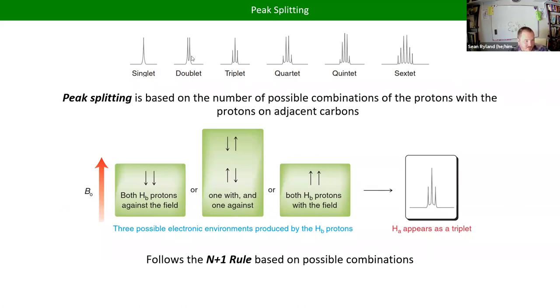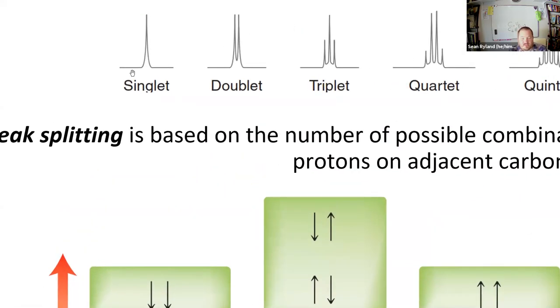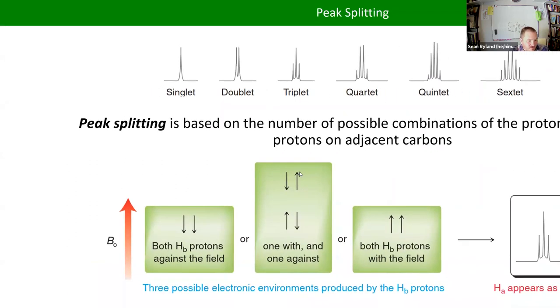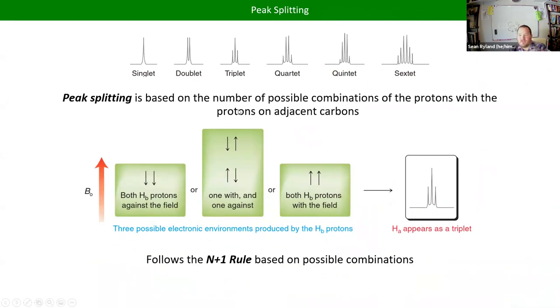So in that case, you're basically saying, okay, if you have a singlet, that means that that's a peak that's not split at all. That means that none of the carbons next door to this carbon have any protons attached to them. Because it follows this N plus one rule, where the number of carbons next door is going to affect how many different ways you can flip these.